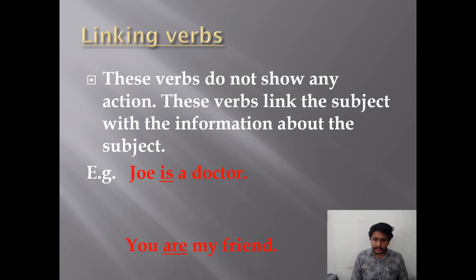Joe is a doctor. Here is is used as a linking verb. Here is is not a helping verb. Joe is a doctor. What is Joe? Joe is a doctor. It is giving you information about the subject. So here is is used as a linking verb, not an auxiliary or helping verb. Here is came alone, just giving information about the subject.